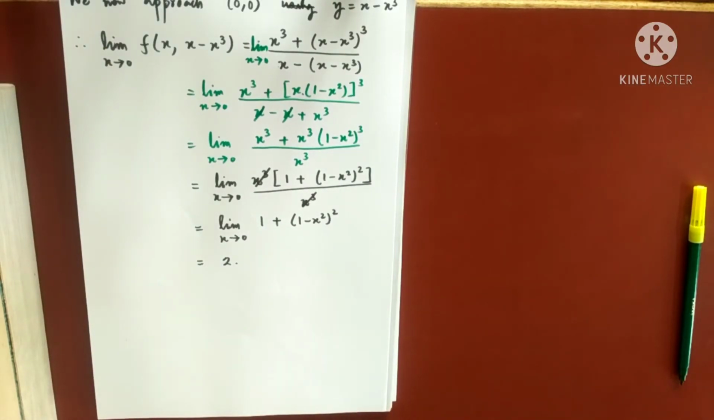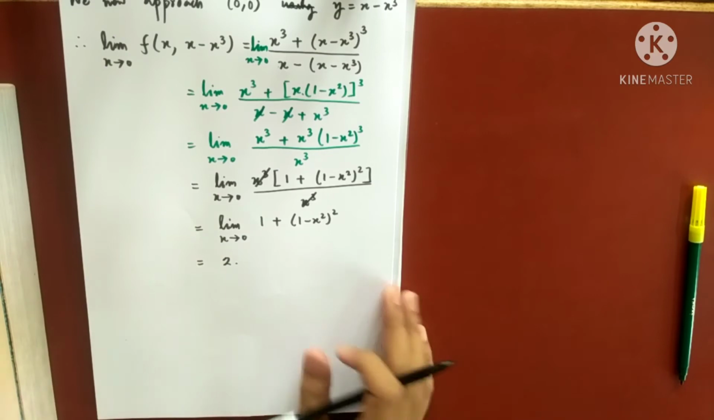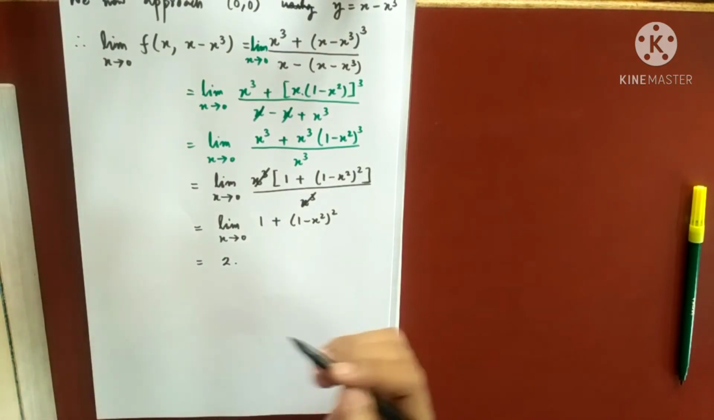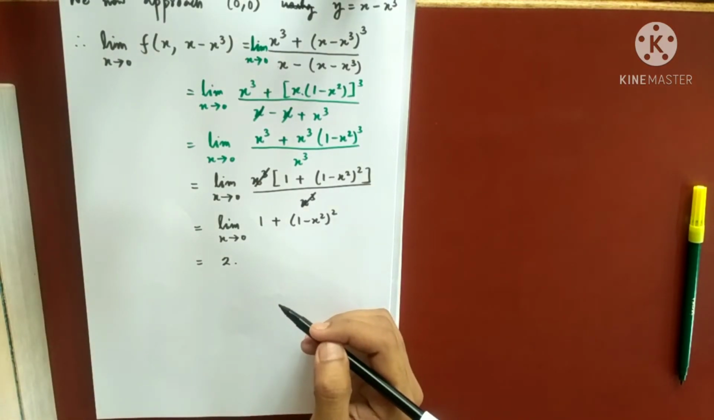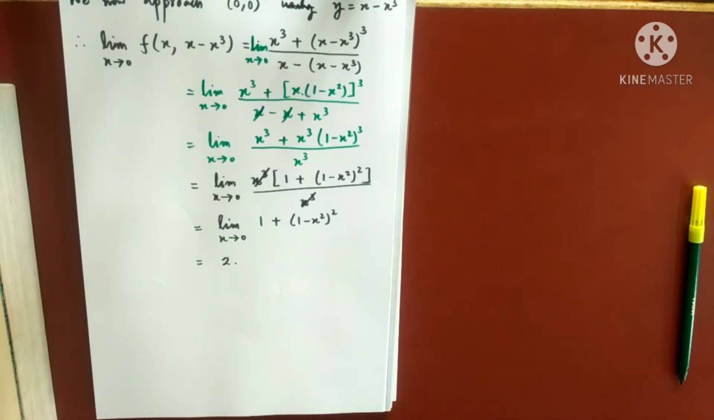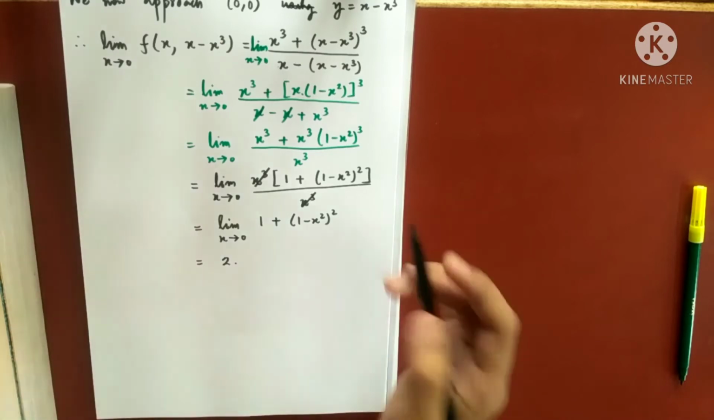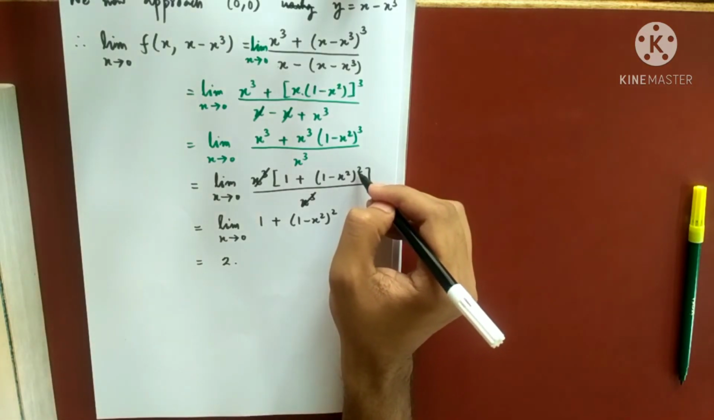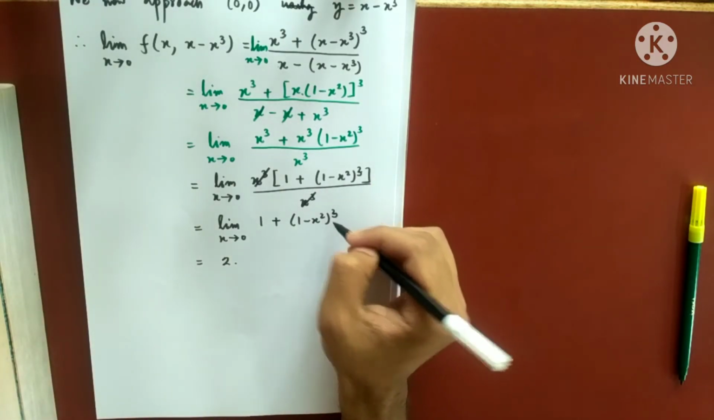Okay. Angel says cute, sir. Very nice. Okay. So, sir, you mean that x into 1 minus x square to the power cube? Oh, so sorry. Yeah, this will be. Yeah.